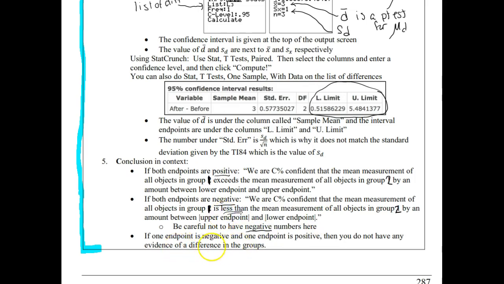But if one of those endpoints is negative and one endpoint is positive, then we don't have any evidence of a difference between those groups.